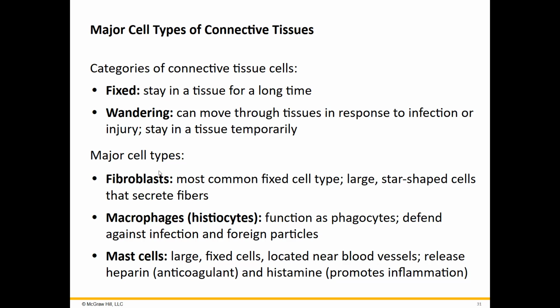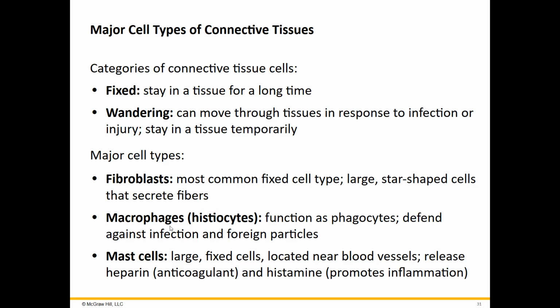So, fibroblasts build fibers. Macrophages, eating cells. They eat garbage. They eat infection. This is fixed. This is wandering. This is a mast cell. This is also fixed. All you want to know about this is they're located near blood vessels. I want you to know heparin and histamine. Heparin is anticoagulation. This has to do with how thick the blood is. Histamine promotes inflammation. This is your allergy response.